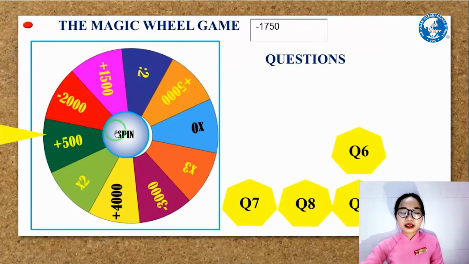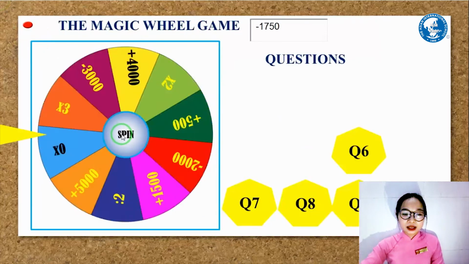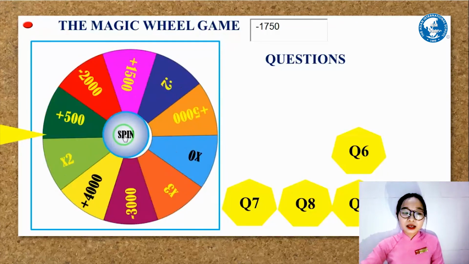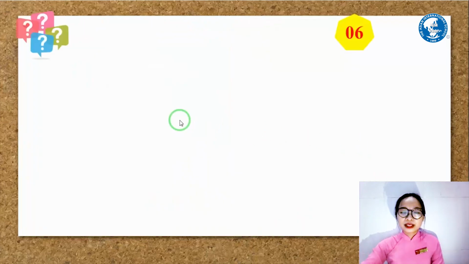Okay, it's time to spin. Let's see how many scores can we get. Plus 500 again, okay, that's good. Go to the sixth question.